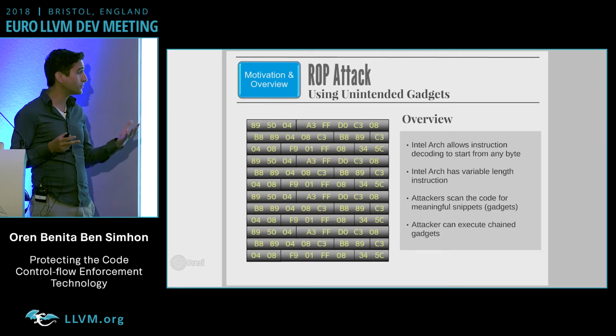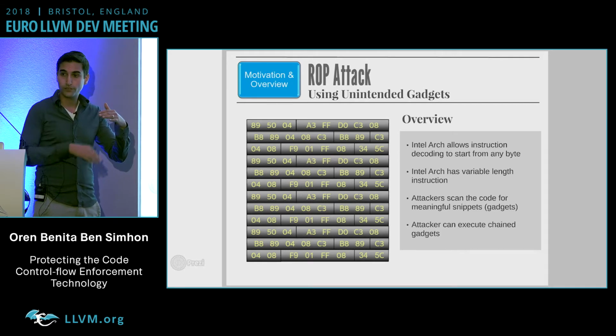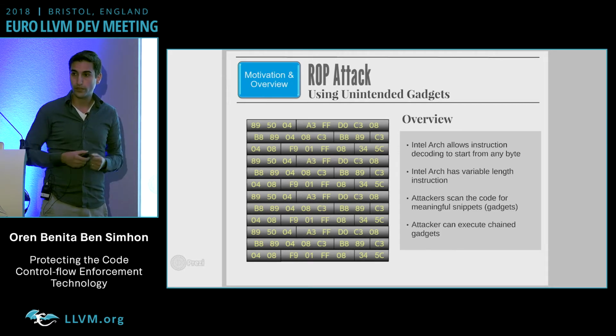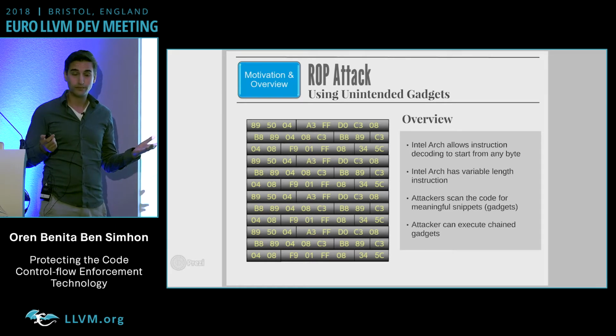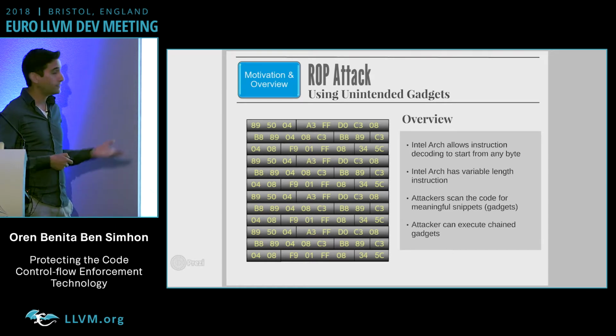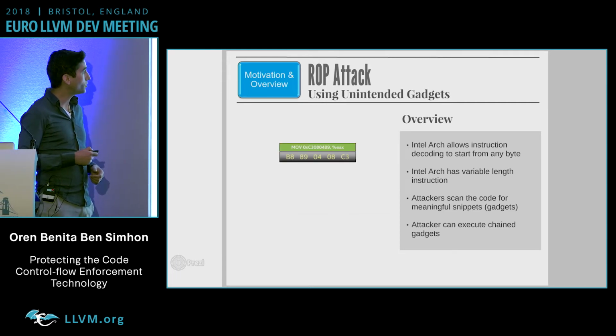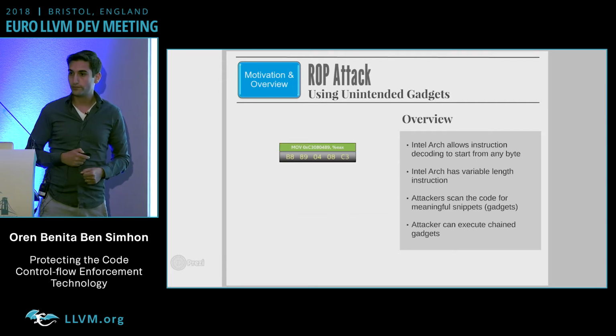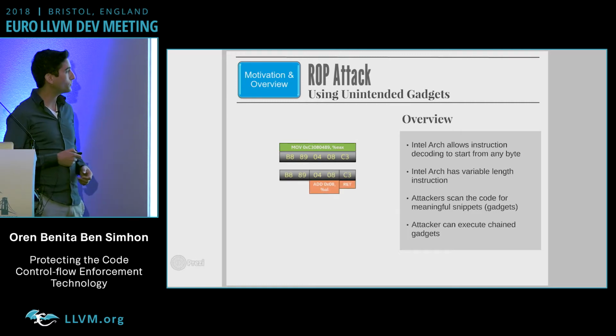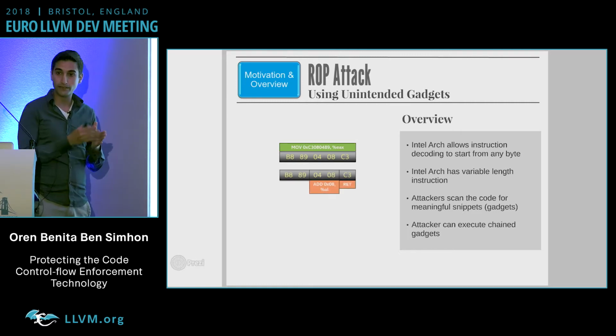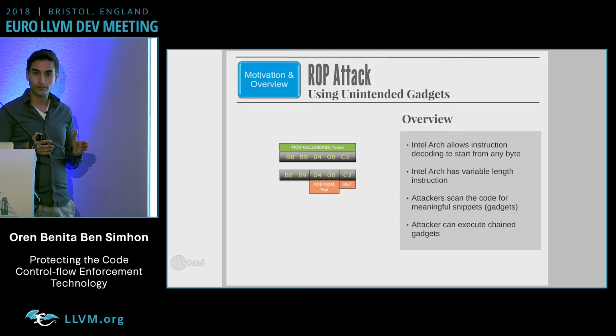An attacker can execute these chained gadgets. It chains them together to create his own mean or evil program. Let's see an example. This encoding is decoded to a move instruction. However, if you try to decode it from the third byte, you get an add instruction and a return instruction.